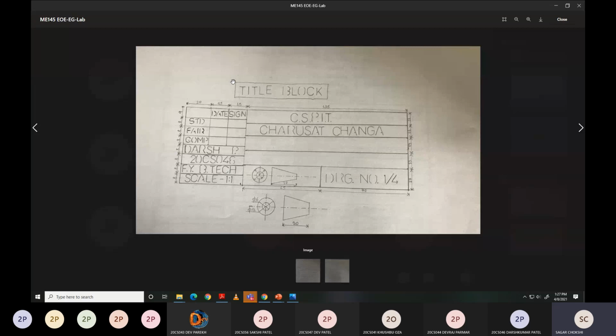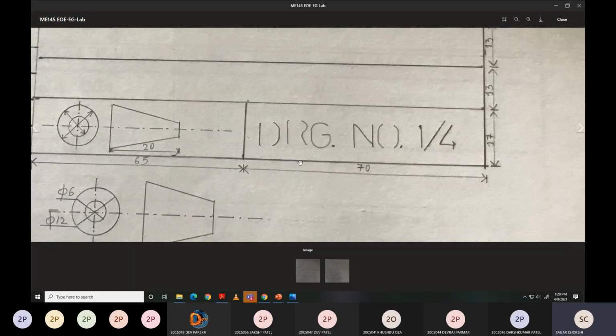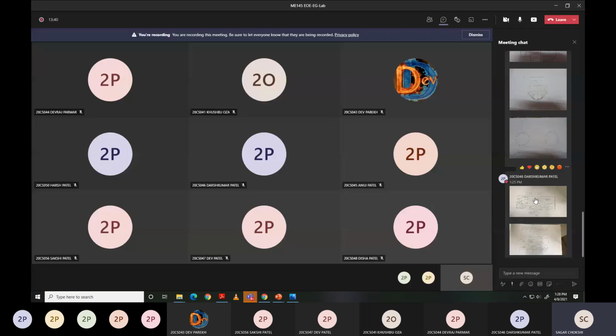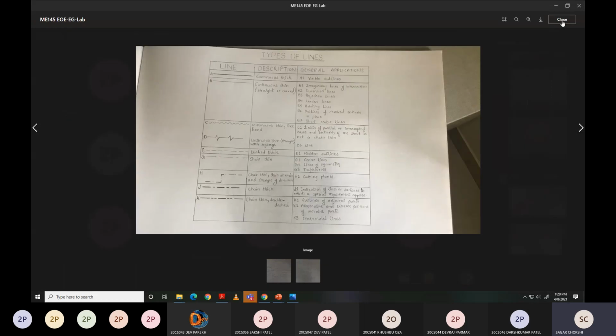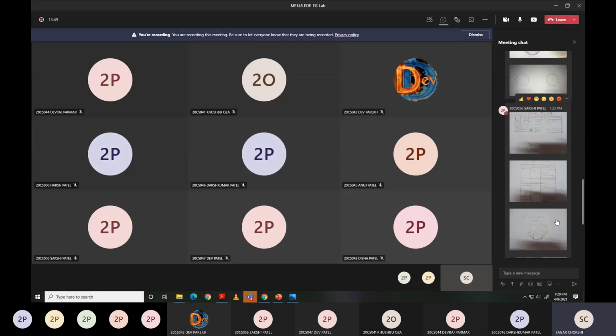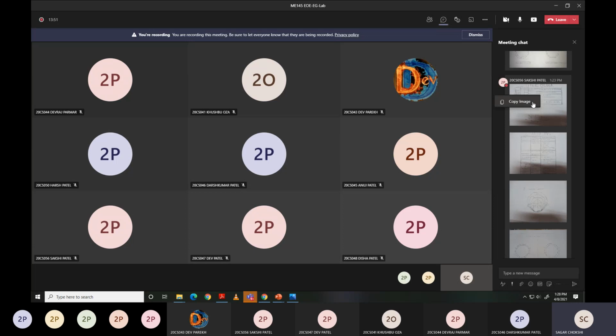Remove the rectangle from the title block, it is not required. Otherwise it is okay. See the dimension font, that you have to write with the 4 mm stencil. Next, the types of lines, it is correct, no problem. Now take the drawing of Sakshi.